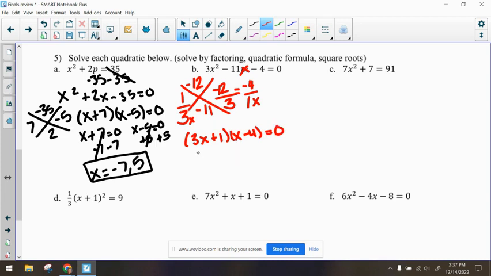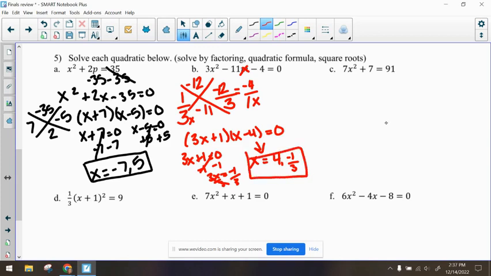So we're going to set them equal to 0. This one's the easy one. X equals 4. The other one is going to take 2 steps. So I'm going to subtract 1 and then divide by 3. So that one takes 2 steps. So negative 1 over 3. But either way, I get the 2 solutions that I need.